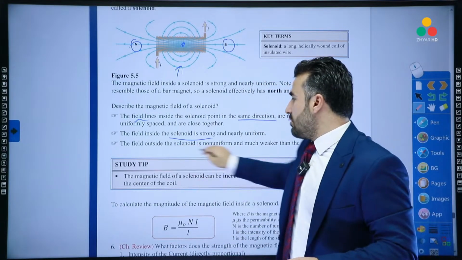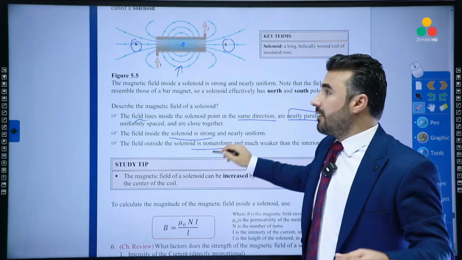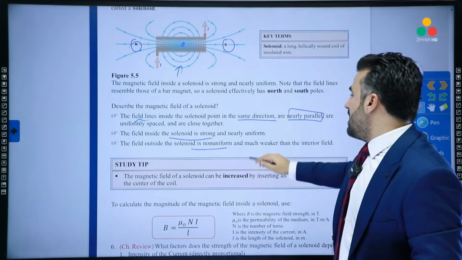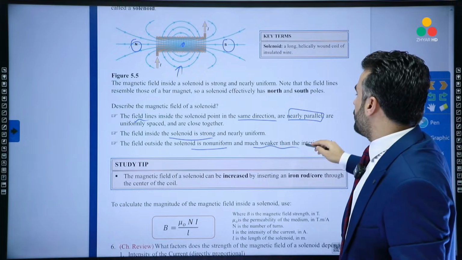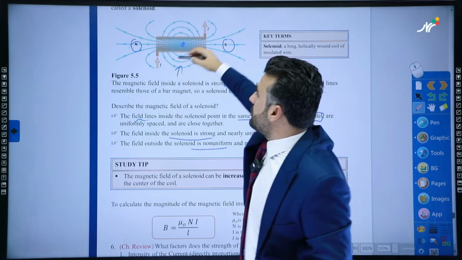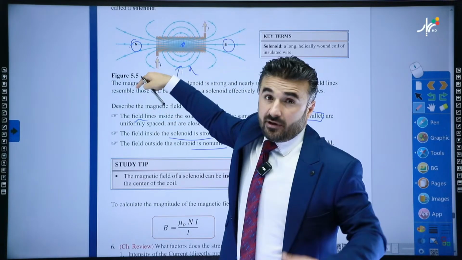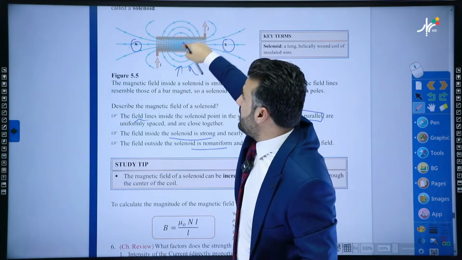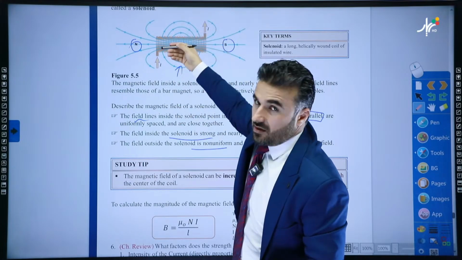The field outside the solenoid is non-uniform, okay? Non-organized, you can say, or much weaker than the interior field. So the field at the exterior, outside, is much weaker than the field inside, because you can see the difference.